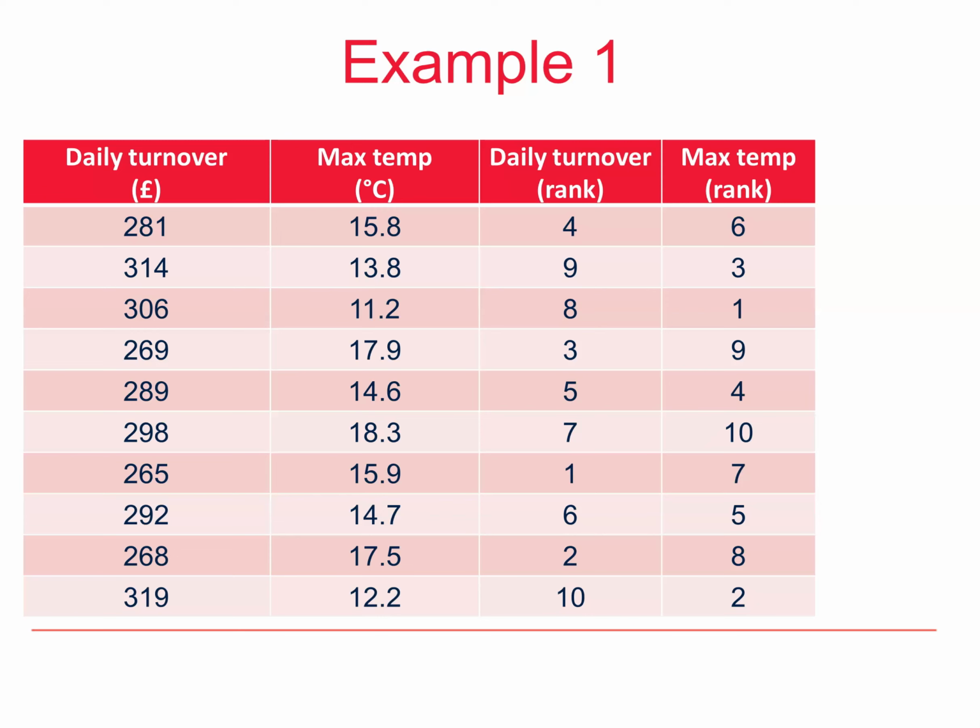OK, now insert the rankings, not the values, into your calculator and find PMCC of these rankings in the usual way. Pause the video while you check you can remember how to do this. You should get a value of r_s equal to minus 0.6485 to 4 decimal places.